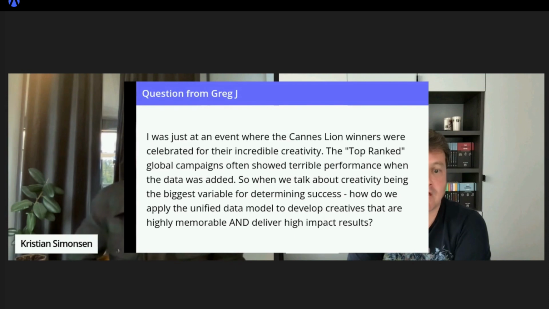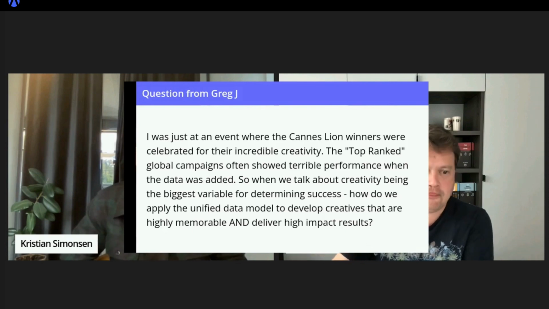I was just at an event where the Cannes Lion winners were celebrated for their incredible creativity. The top-ranked global campaigns often showed terrible performance when the data was added. So when we talk about creativity being the biggest variable for determining success, how do we apply the unified data model to develop creatives that are highly memorable and deliver high impact results?